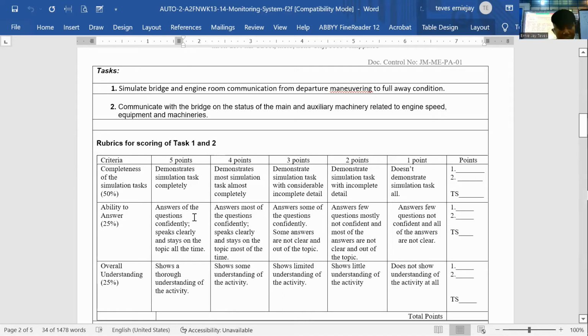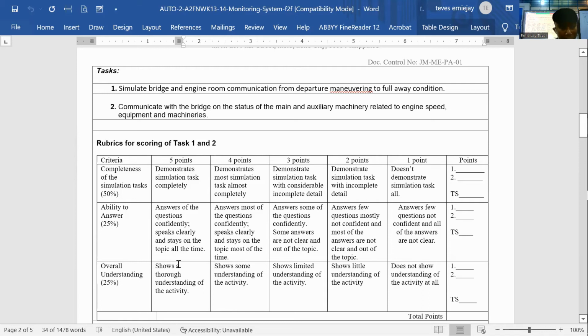And then for ability to answer: answer the questions confidently, speak clearly, and stay on the topic at all times. So for task 1, simulate the bridge and engine room communication from departure maneuvering to full away. If you answer my questions confidently and clearly, you will be given 5 points. For task 2, same also, 5 points.